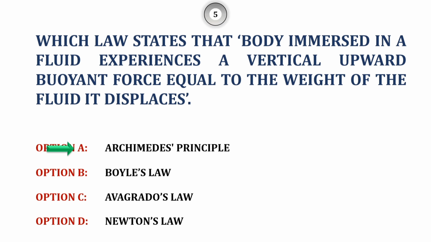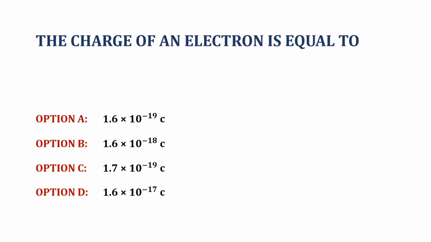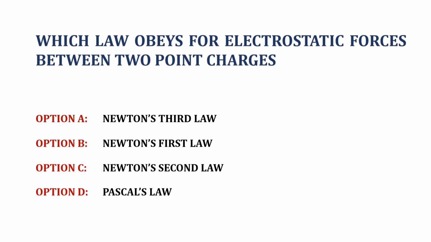Option A, Archimedes' principle. The charge of an electron is equal to? Option A, 1.6 × 10^-19 coulomb. Which law obeys for electrostatic force between two point charges? Option A, Newton's third law.